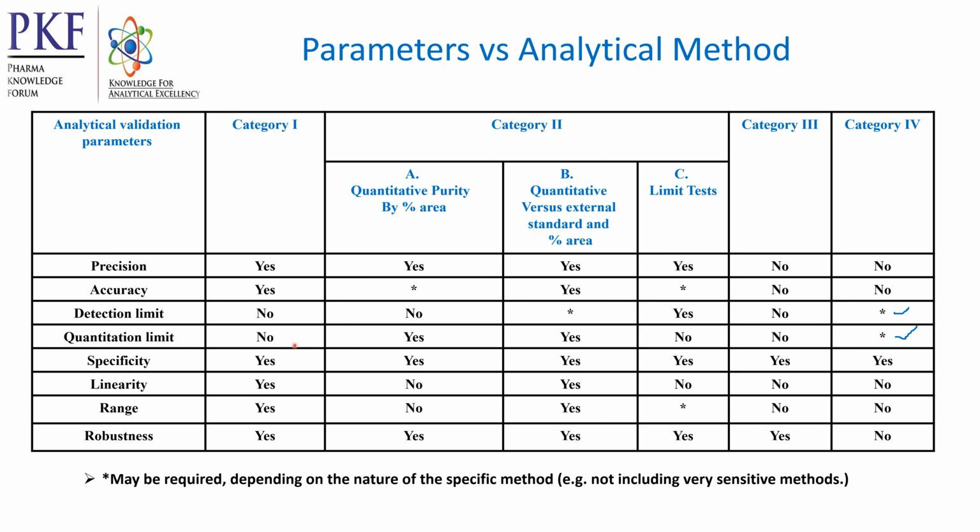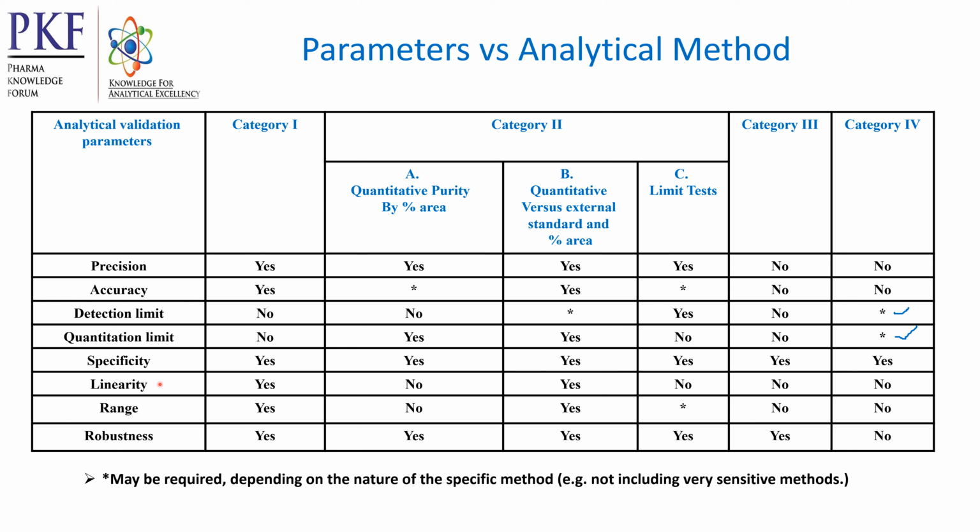Quantitation limit parameter, category 1 not required. Category 2A must be performed. Category 2B must be performed. Category 2C not required. Category 3 not required. Category 4 for existing impurity not required, but any additional impurity or new impurity, this test must be performed. Specificity test must be performed for each category of the method.